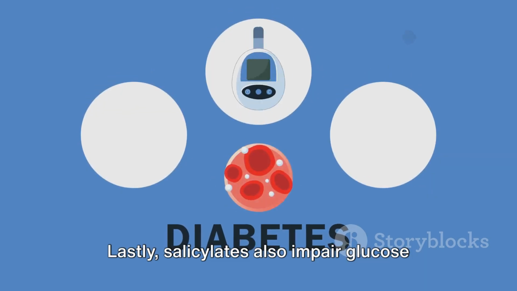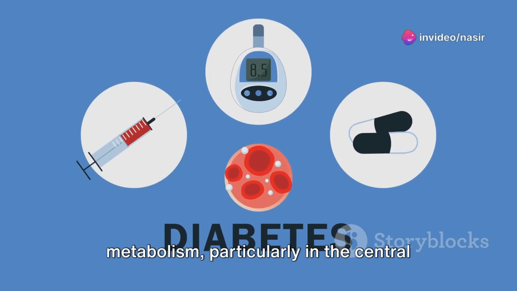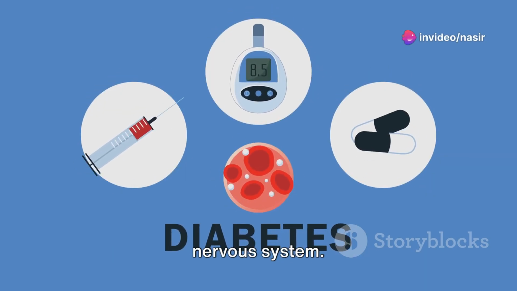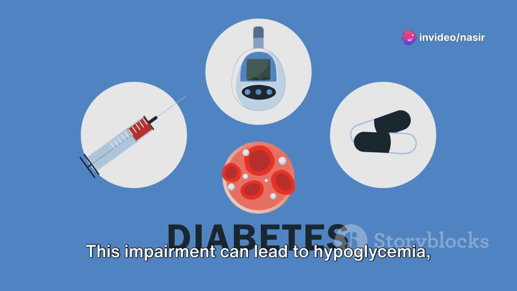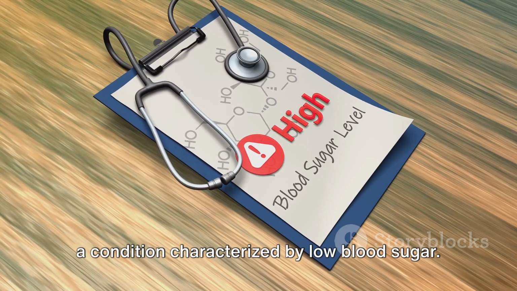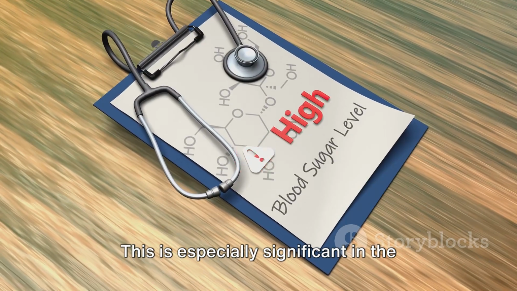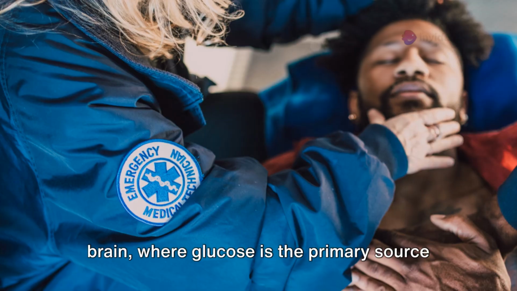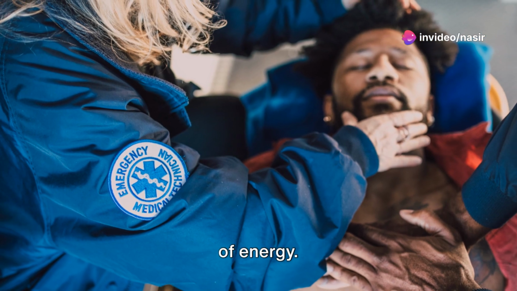Lastly, salicylates also impair glucose metabolism, particularly in the central nervous system. This impairment can lead to hypoglycemia, a condition characterized by low blood sugar. This is especially significant in the brain, where glucose is the primary source of energy.